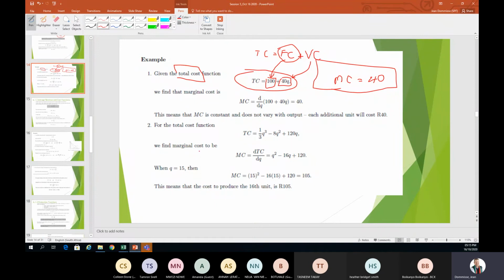So let's go to the next one, which is a bit more difficult. They give you the total cost function, and now they ask you to work out the marginal cost.